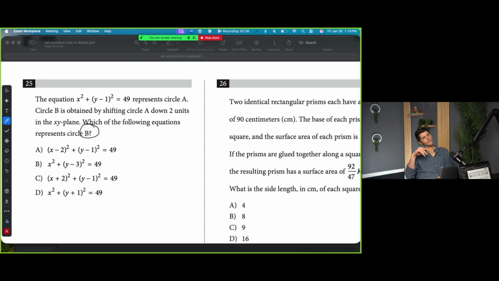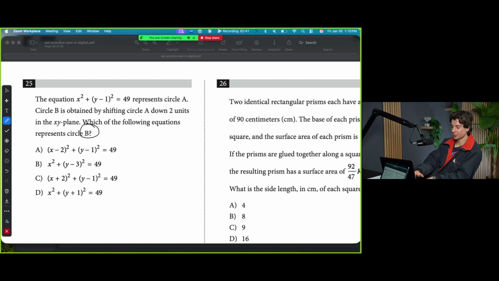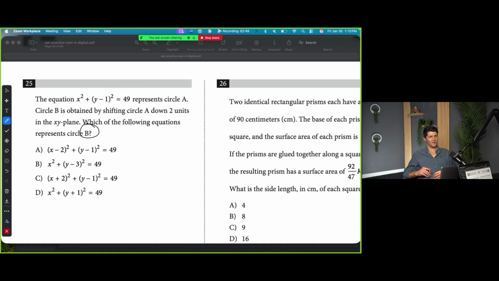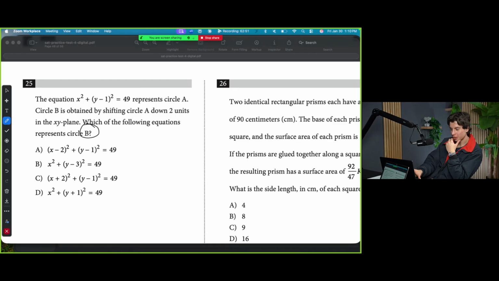I didn't like their second sentence where it's shifting circle A down by 2 units in the xy plane. Yes, tell me more. Down seems ambiguous here, even for me. I don't think this is the best written question. Yes, but it may be so well written that it's intentional. Because from down you have to go to, it's going down 2 units in the y direction. Yes, exactly. But maybe that's just my nitpicky engineering brain.